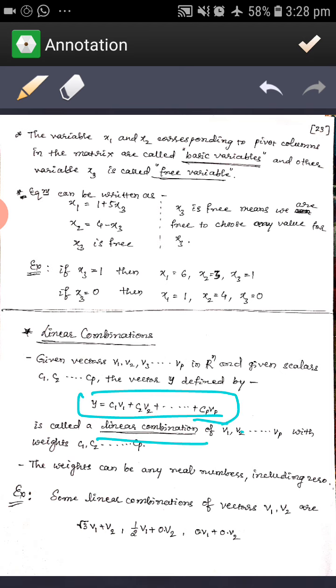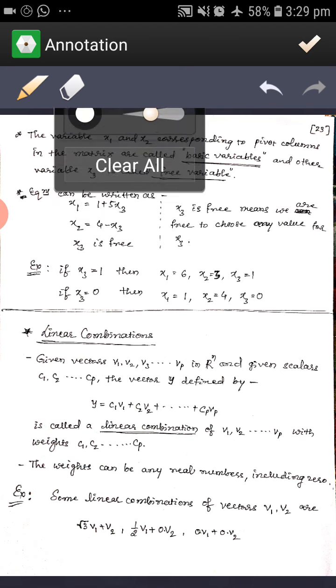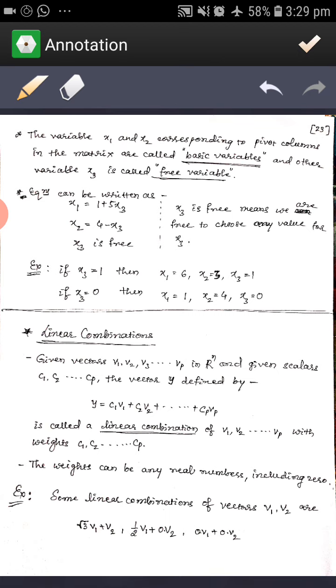So there are vectors and scalars. The combination of those, the vector represented in this format, is called the linear combination of the vectors with respect to the weights. The weights can be real numbers or they can be 0 also.